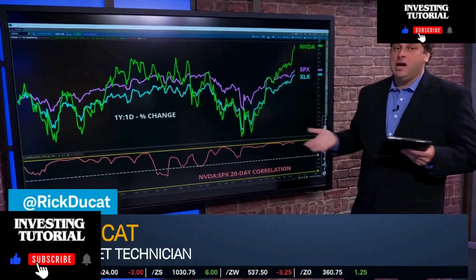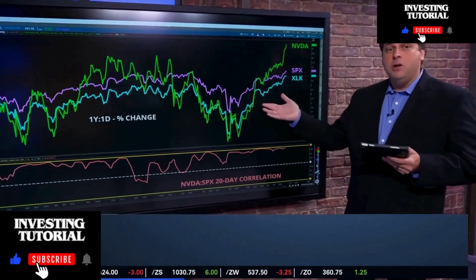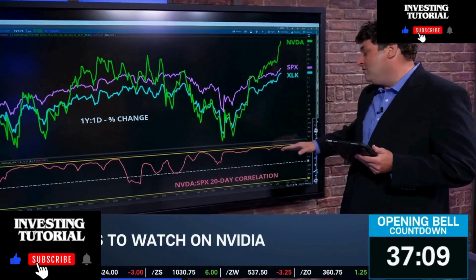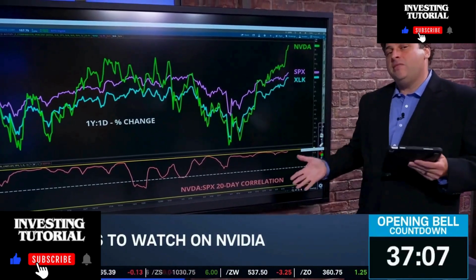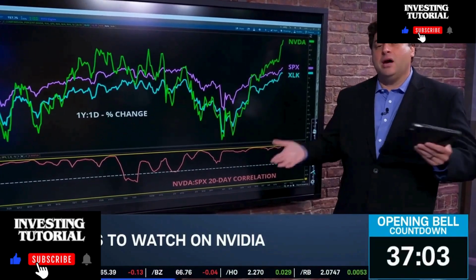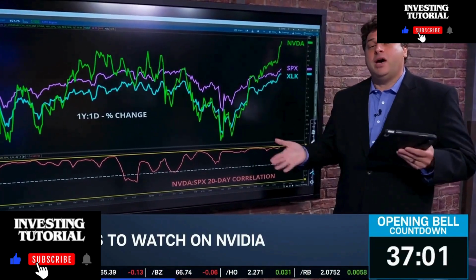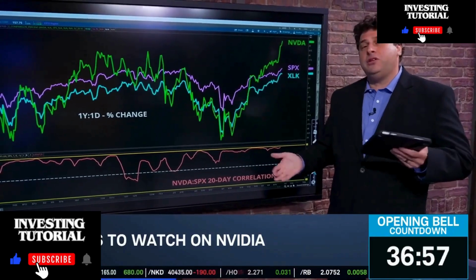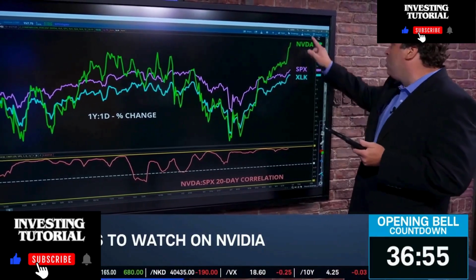But you can see it's strongly outperforming not only the broader market, but also its own technology sector. Notice as well the very high level of correlation between Nvidia and the S&P 500. It's such a big part of this index that Nvidia can have big effects on the S&P. And also, notice if they do start to diverge at all, that would make it even more noteworthy.